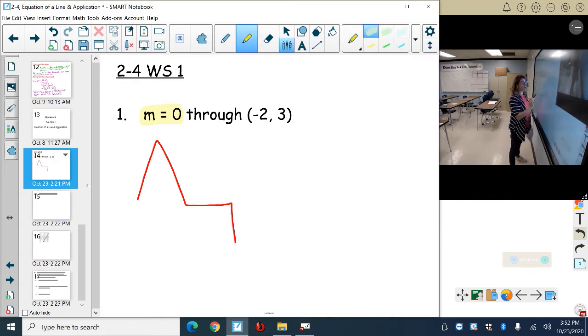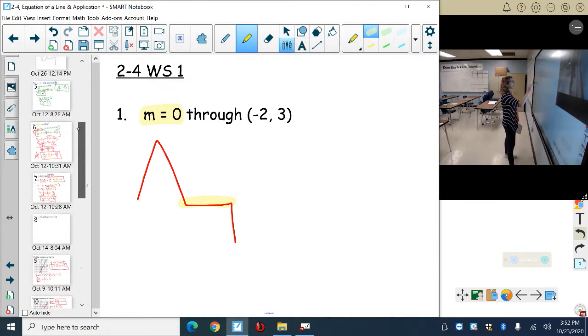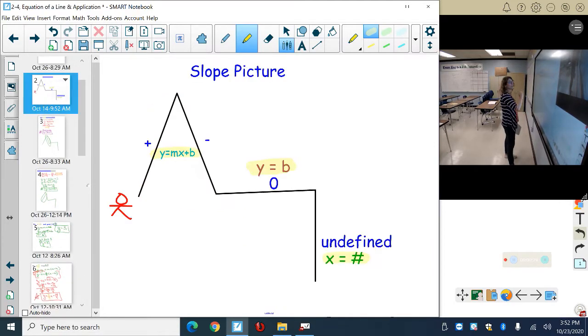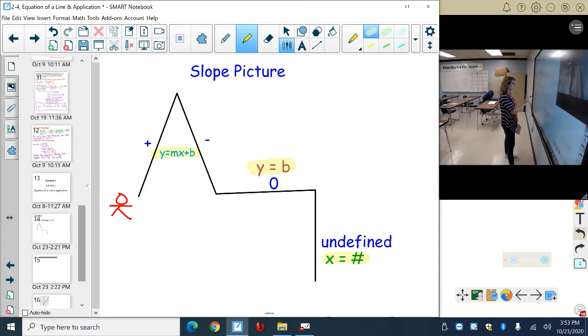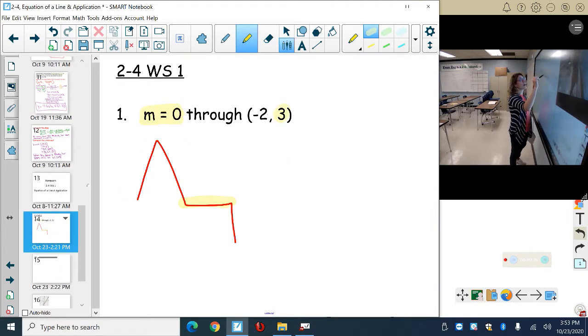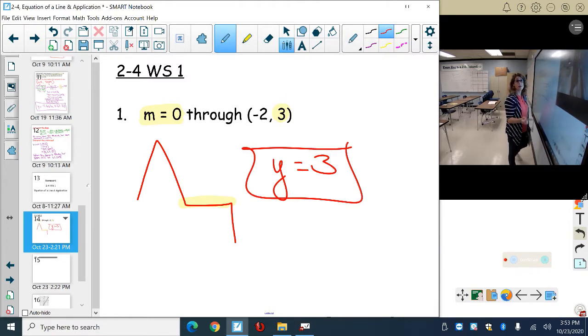Well, that is going to fall right here, and according to our slope picture that we learned previously, that means it's y equals a number. So what number is it going to equal? It's going to equal this number in our formula, which is simply going to be y is equal to 3. Done.